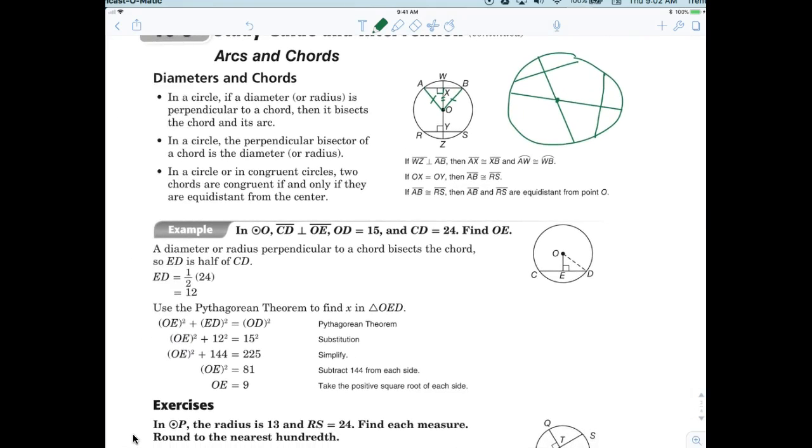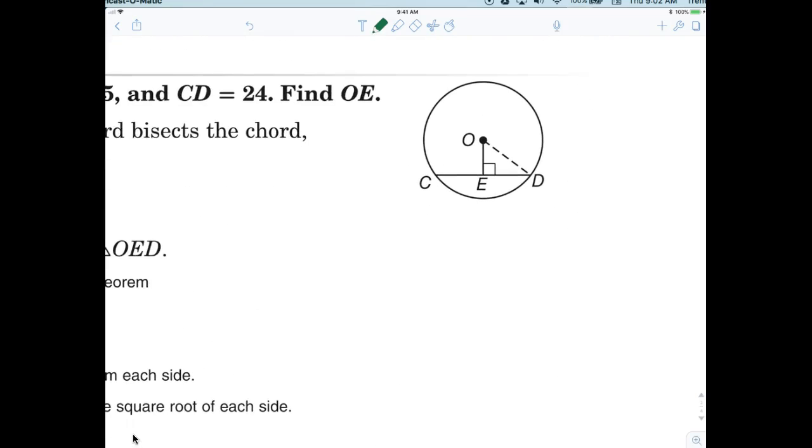Listen to the rules now. Make sure you hear them. In a circle or in congruent circles, two chords are congruent if and only if they are equidistant from the center, which hopefully makes sense. If you were to draw a circle and say, for example, this unit is 1, and then draw another one and say from here to here is 1, then the chords have to be equal. If they're equidistant from the center of the circle, the chords have to be equal.